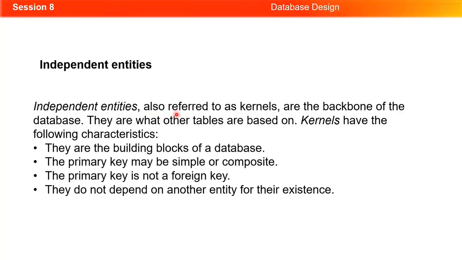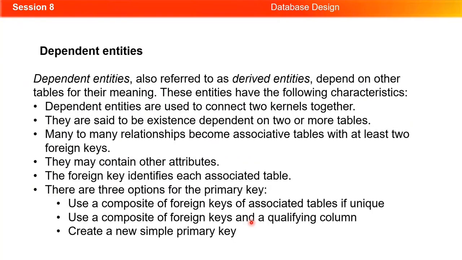So independent entities, also referred to as kernels, are the backbone of the database. They are what other tables are based on. Kernels have the following characteristics. They are the building blocks of a database. The primary key may be simple or composite, meaning here the primary key is one attribute. A composite primary key is literally two or more attributes. The primary key is not a foreign key, so that primary key is not a link back to another table, and the independent entities do not depend on any other entity for their existence.